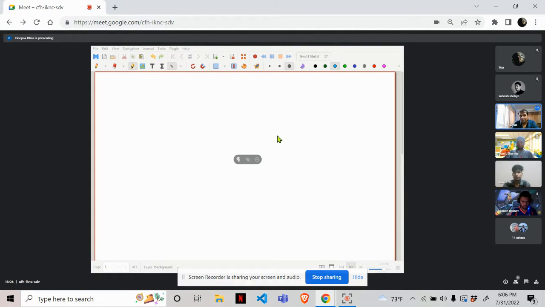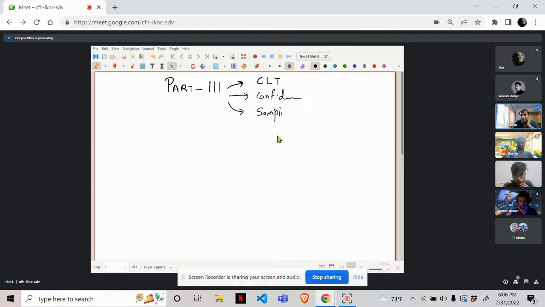Sampling distribution. This is the only part that we left in part 3. In part 3, we had 3 things: central limit theorem. Second one was confidence interval. And now the third one, sampling distribution. And till now, there is no question paper without this question.